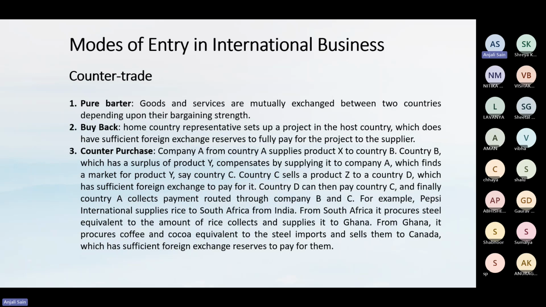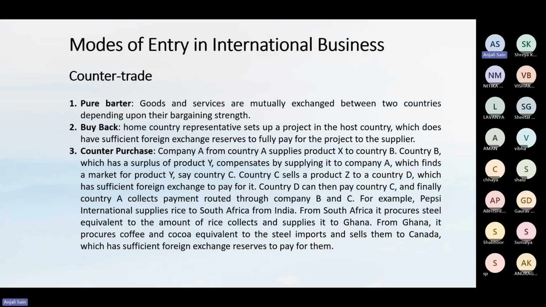Then there is counter purchase. Counter purchase is basically a net of transactions. इसमें क्या है, if company A from a country A supplies product X to country B, ठीक है. Country B has a surplus of product Y, compensated by supplying it to company A. ठीक है. कंपनी ए जो कंट्री ए में ऑपरेट करती थी उसने एक प्रोडक्ट एक्स सेल किया कंट्री बी में. ठीक है. अब कंट्री बी में एक सरप्लस प्रोडक्ट होता है which is a product Y. तो प्रोडक्ट वाई वो कंट्री बी ने कंपनी ए को दे दिया.